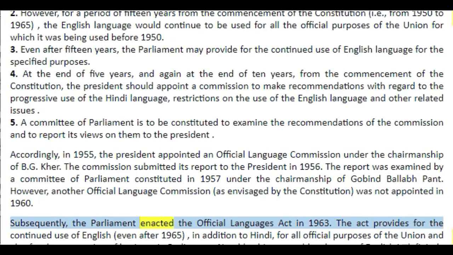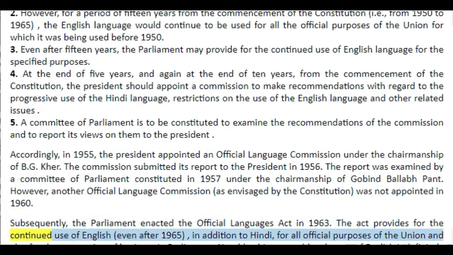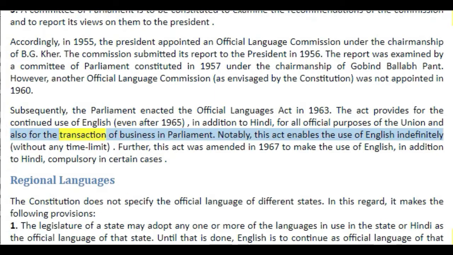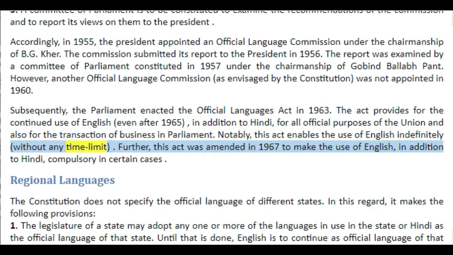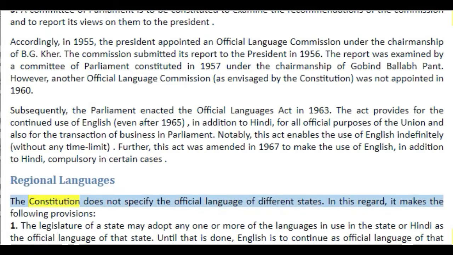Subsequently, the Parliament enacted the Official Languages Act in 1963. The Act provides for the continued use of English, even after 1965, in addition to Hindi, for all official purposes of the Union and also for the transaction of business in Parliament. Notably, this Act enables the use of English indefinitely, without any time limit. Further, this Act was amended in 1967 to make the use of English, in addition to Hindi, compulsory in certain cases. Regional languages. The Constitution does not specify the official language of different states.